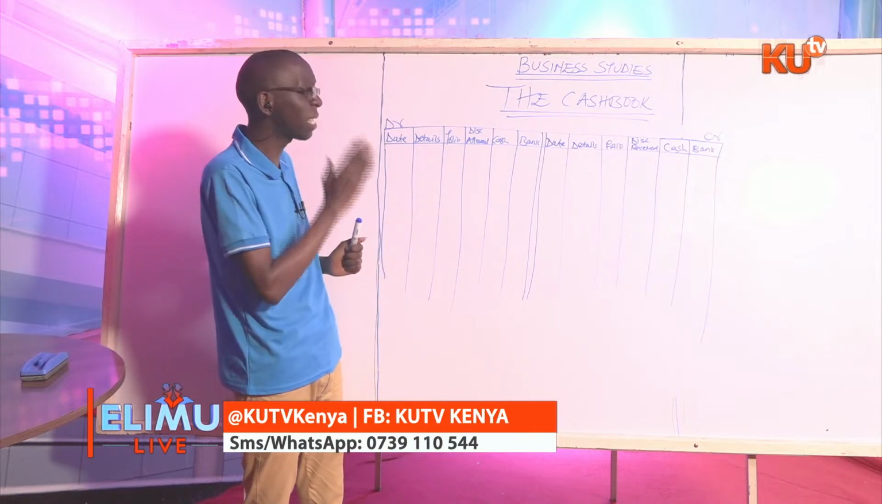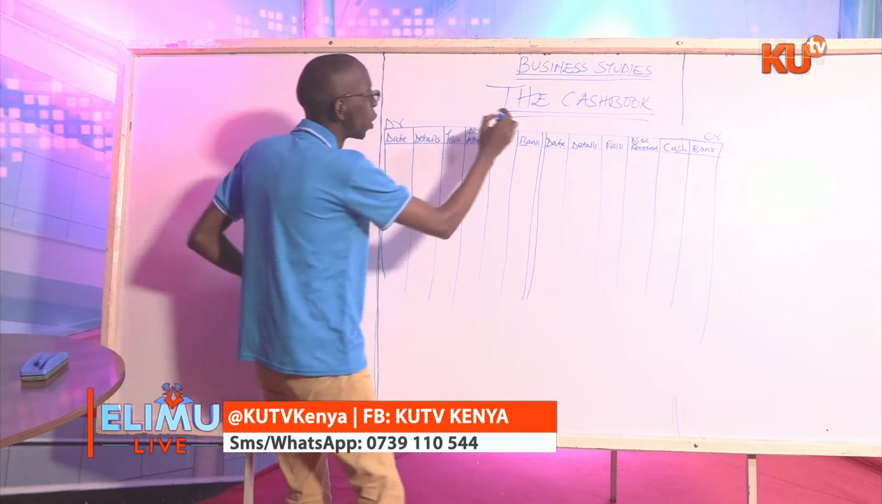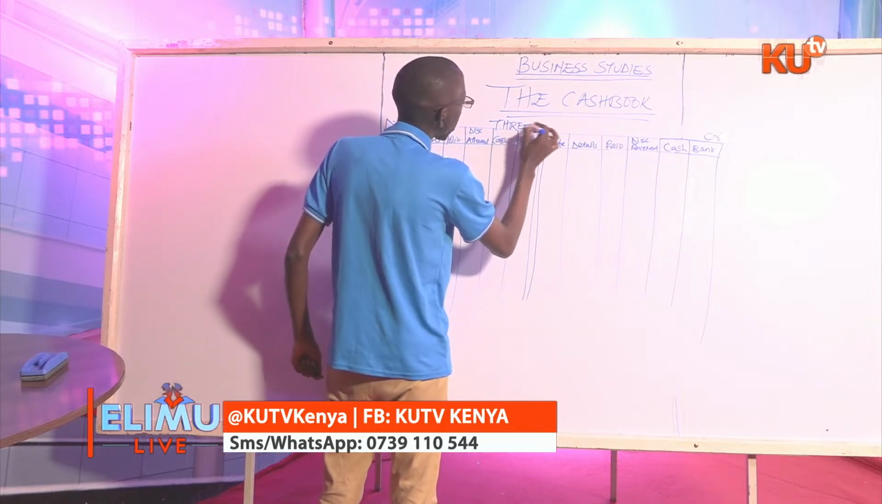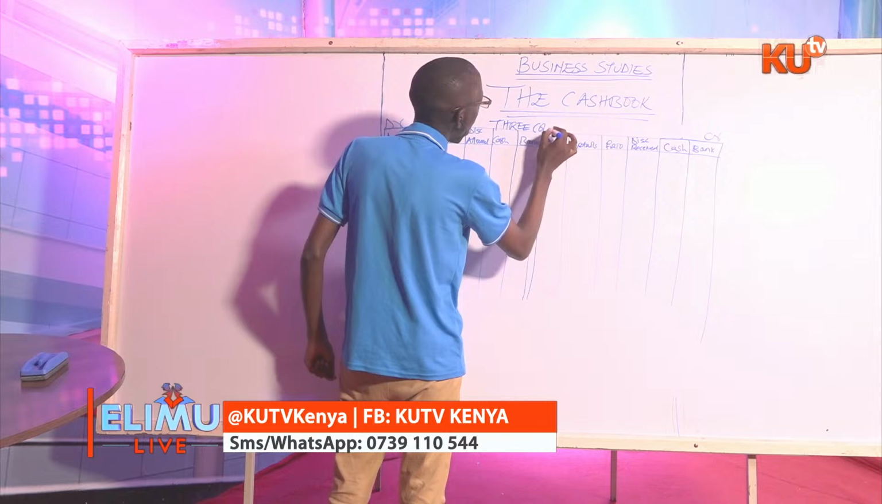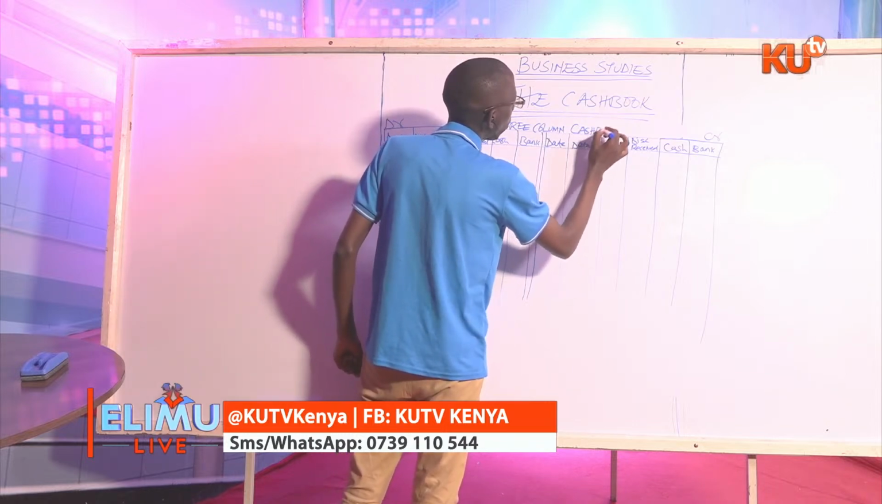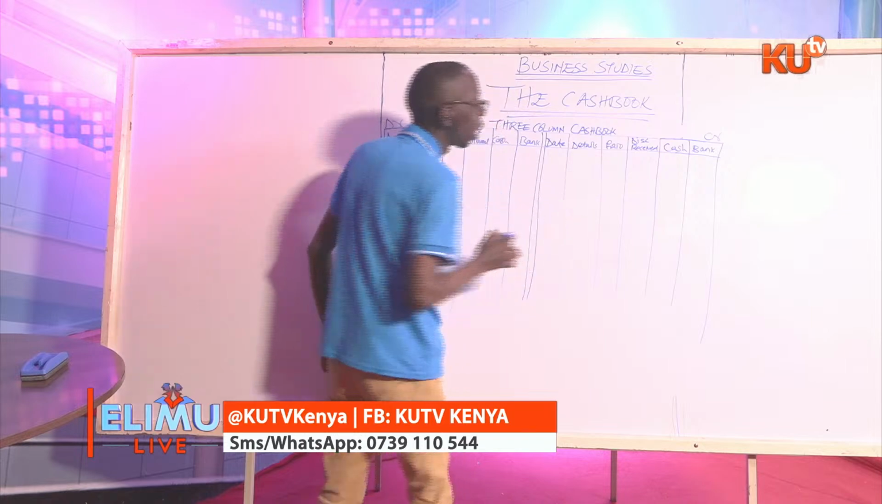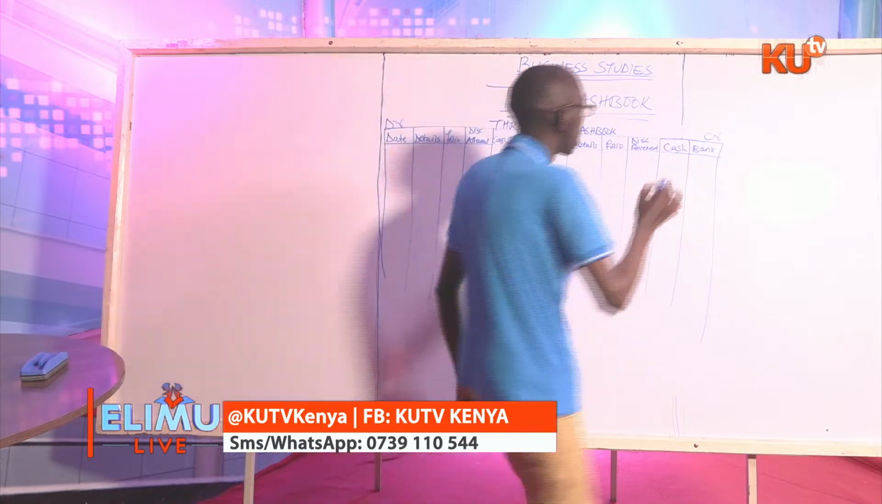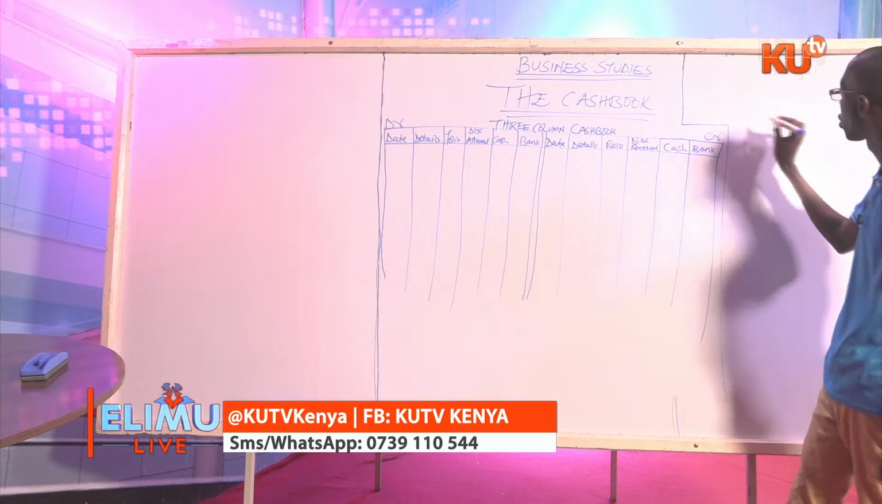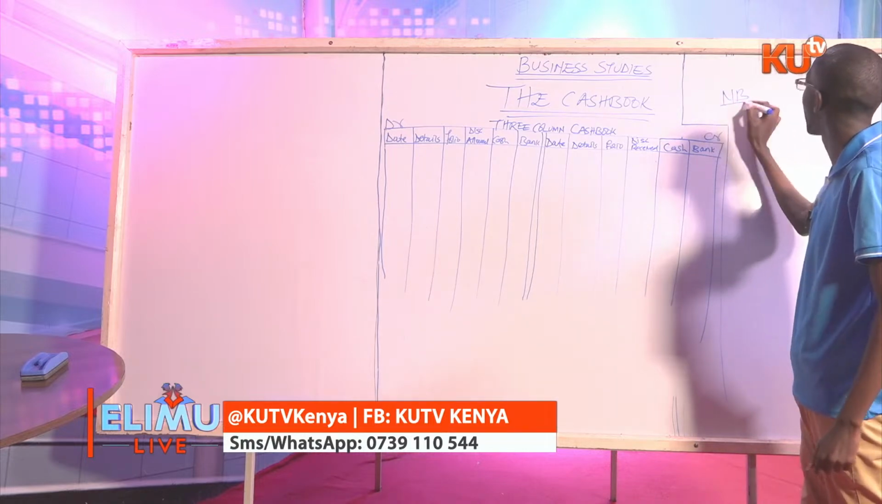Therefore, this is the first thing that you need to know. We must have the heading 3-column cash book. NB. Something to note on the 3-column cash book.